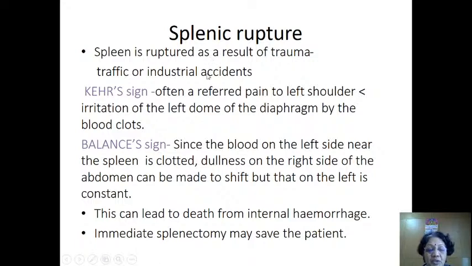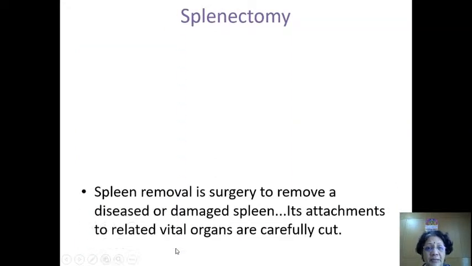This kind of splenic rupture can cause death because of continuous internal hemorrhage. It must be diagnosed very quickly and dealt with very quickly, and usually the measure we take is immediate splenectomy to save the life of the patient.